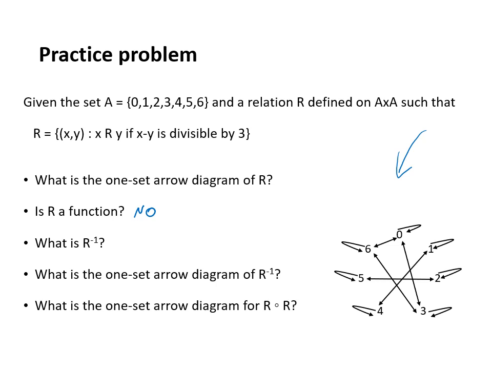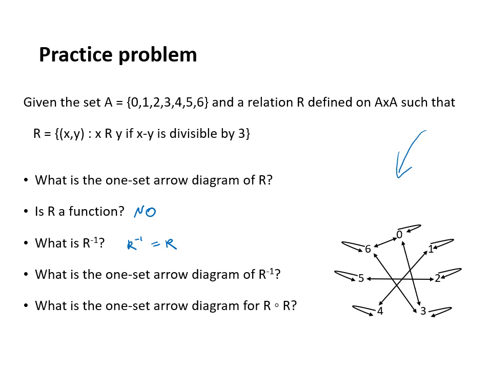The next question is, what is the inverse of R? So the inverse of R, we get it by simply reversing the arrows. Now, if you look at these arrows, you will notice that reversing them does not change the diagram. So the inverse of R is just equal to R. So what is the arrow diagram of R minus 1? It's just the same diagram that we have for R.